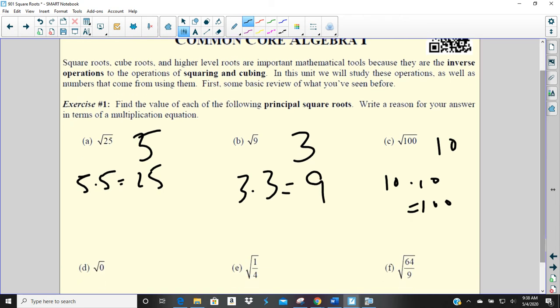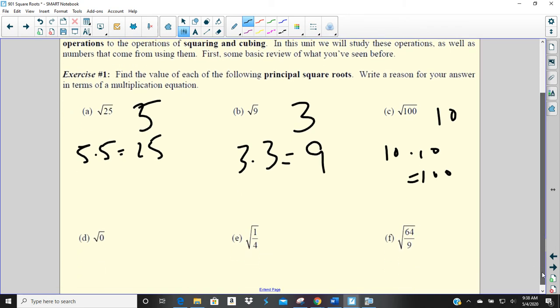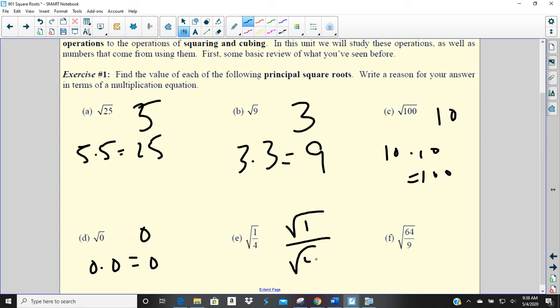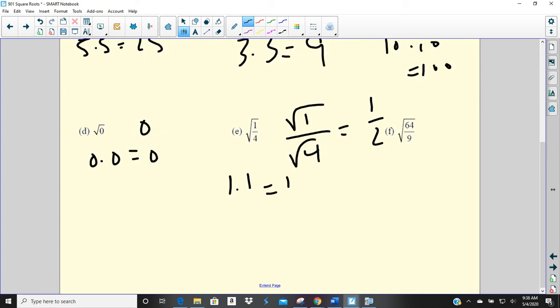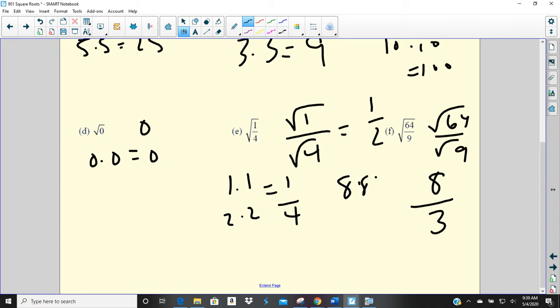Okay. Go down to the more challenging one. Square root of 0 is 0, because 0 times 0 is 0. Square root of 1/4. The easiest thing to do is to break them both into square roots. We're left with 1/2. How do I know that? Because 1 times 1 is 1, and 2 times 2 is 4. Okay? Final one, square root of 64 over the square root of 9. So the square root of 64 is 8. The square root of 9 is 3. How do I know that? Because 8 times 8 is 64, and 3 times 3 is 9. Okay? So square roots of fractions, don't get upset about them.